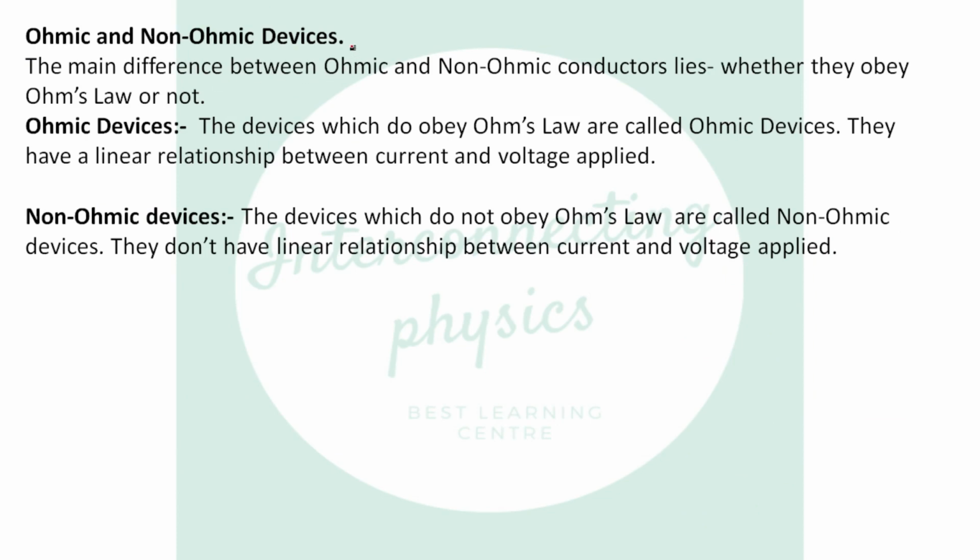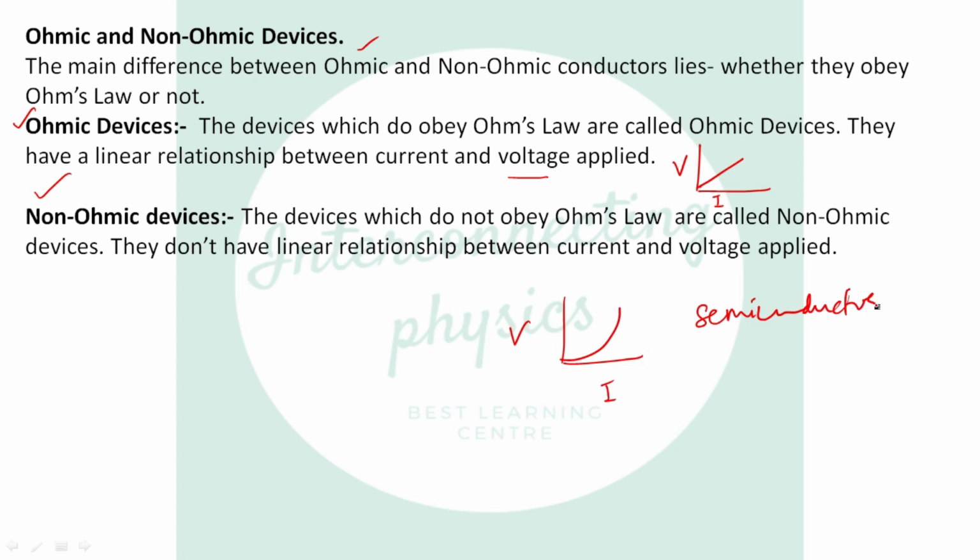The main difference between non-ohmic and ohmic devices is whether they obey Ohm's law or not. Ohmic devices are those devices which obey Ohm's law, and there is a linear relationship between current and voltage applied. There will be a linear relationship between voltage and current like this. And non-ohmic devices are those which do not obey Ohm's law, that is they don't have a linear relationship between current and voltage, they have a relationship like this. And mainly semiconductor devices don't obey Ohm's law. So these are non-ohmic devices.